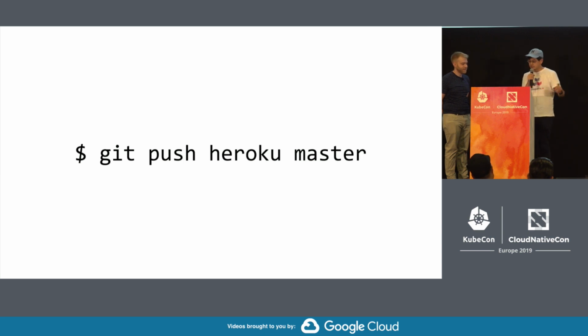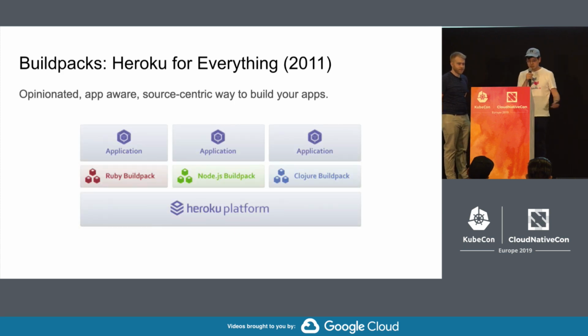So Heroku has spent a lot of time focusing on developer experience, and for most people that have heard of Heroku, you've probably seen this command, git push heroku master. This was the main command people used to deploy any application they wanted on Heroku. We started off as a Ruby-specific platform, but in 2011, we released a polyglot platform called Cedar, and at the heart of that was this technology called Buildpacks.